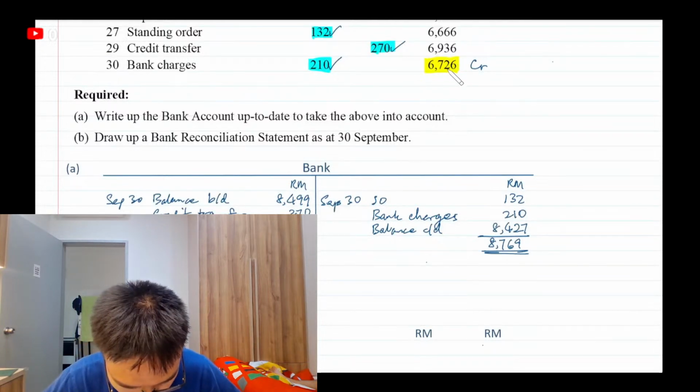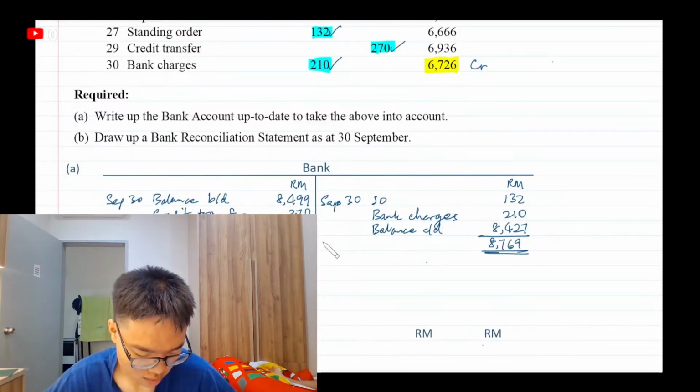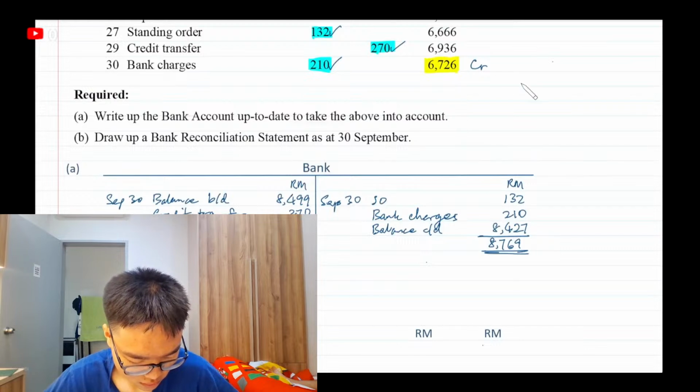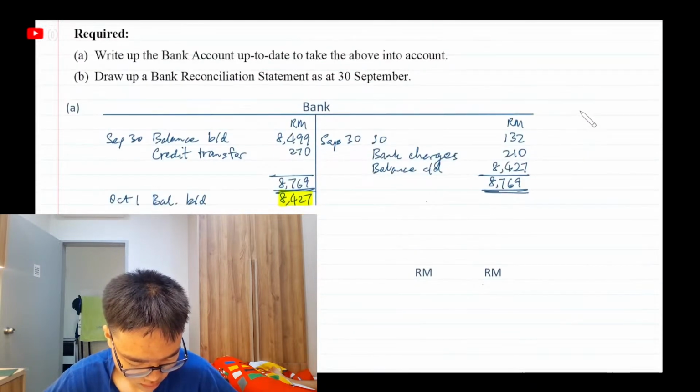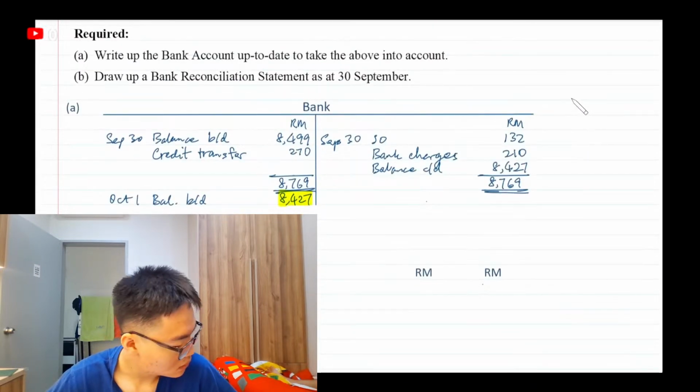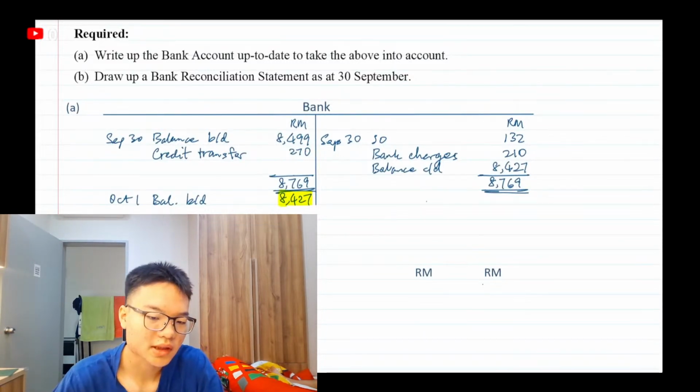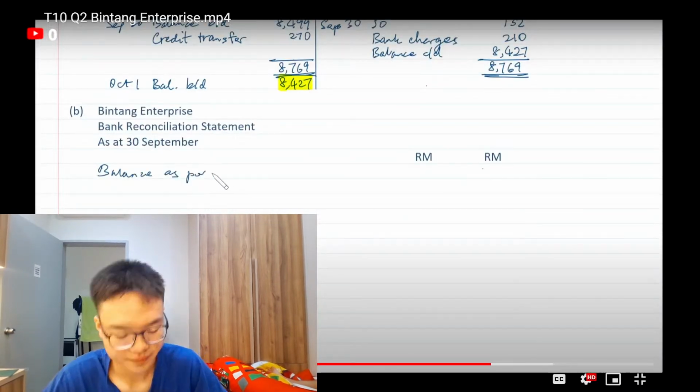What happened? Was money stolen or what? You're supposed to have nearly 2,000 ringgit more cash, but you actually have 2,000 ringgit less cash shown by your bank statement. So for this, we have to do the bank reconciliation statement. So we make sure you put the name of the business, the name of the statement, and the date as at 30th of September as per bank statement.